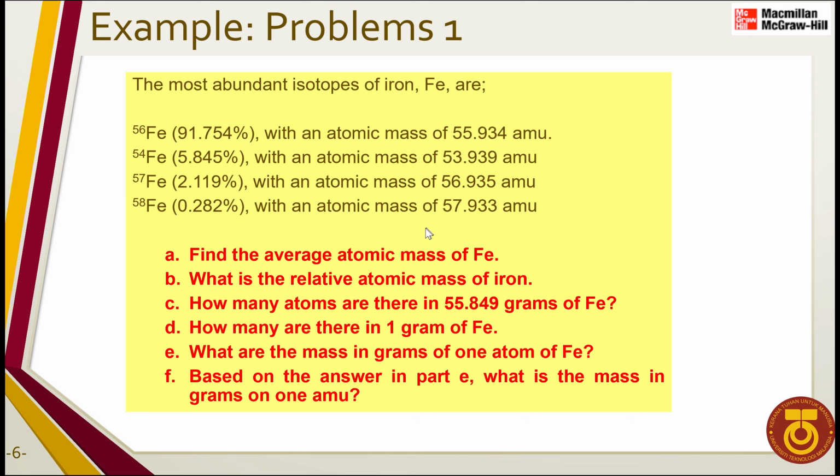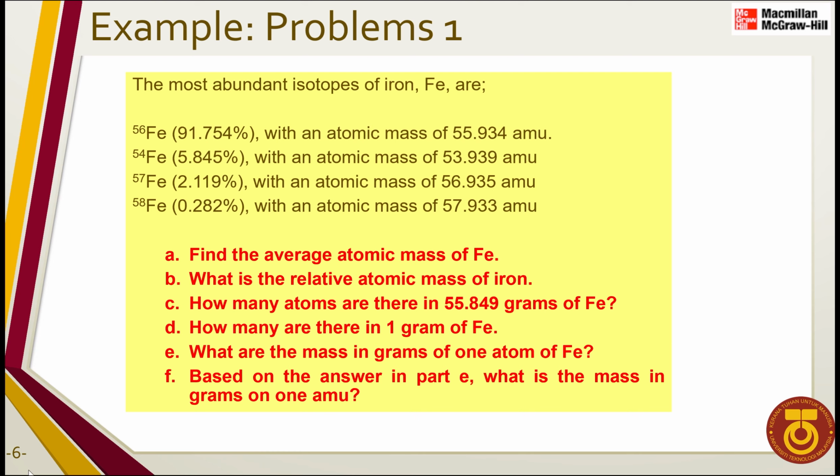What you can do is take the first one, for instance, 55.934 amu. This is the atomic mass of ferrum for iron-56. The abundance of this isotope is 91.754%, so you multiply these, and then you get the first term. Similarly, you take the second one and multiply it with the abundance of that isotope.